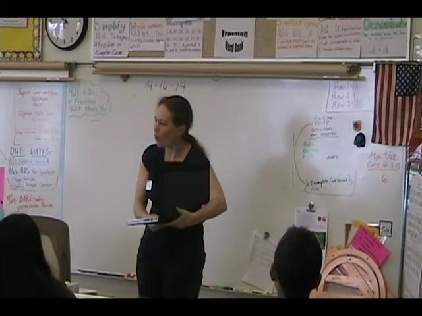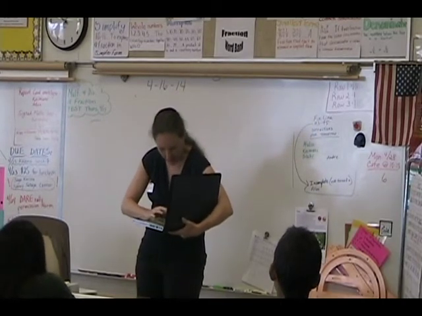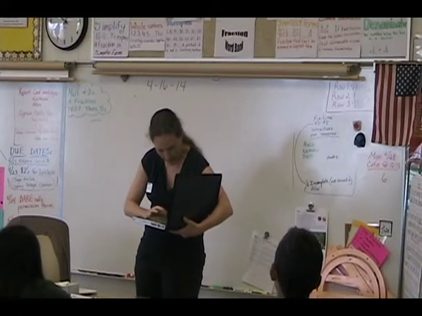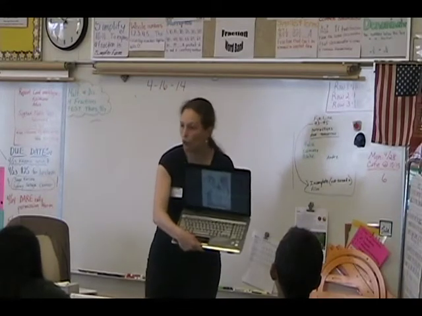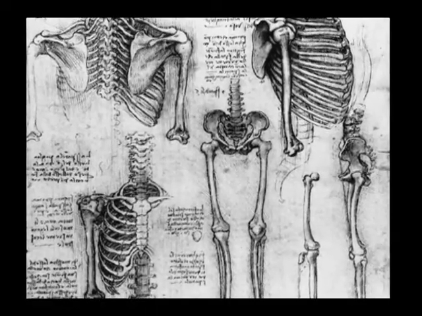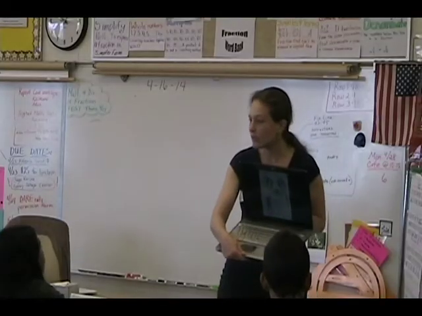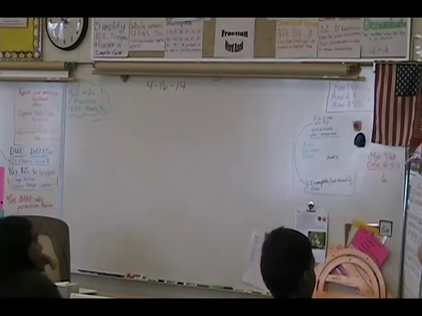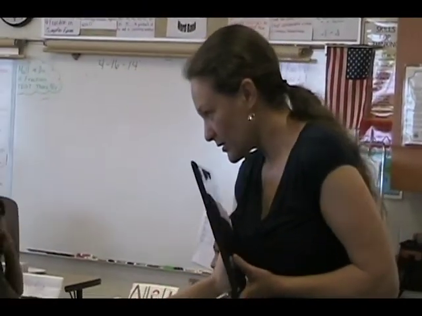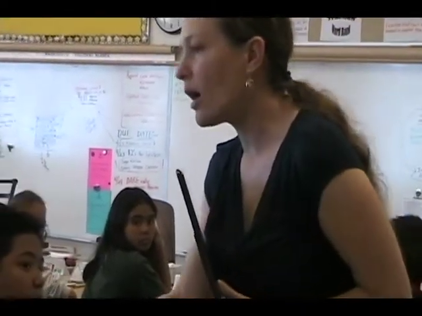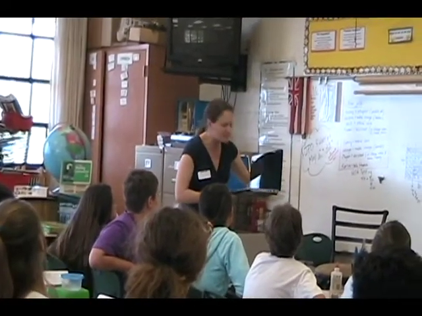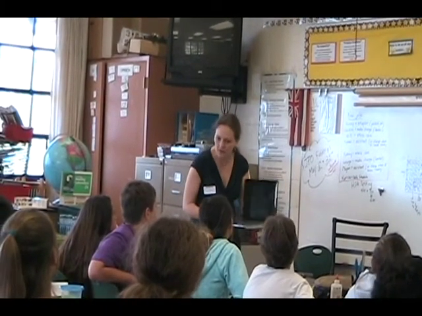Well, in order to paint this, he did a lot of practice. He practiced drawing people. Not just on the outside, but on the inside too. So this is one of his sketches. So what is he sketching? The body parts, the rib cage. Ah, the body parts, the rib cage. And so he's drawing inside the body to know what goes outside the body.